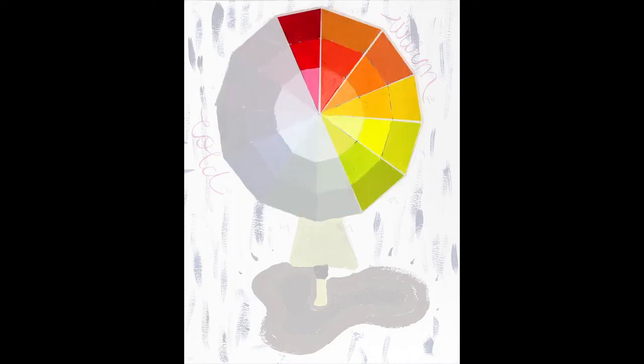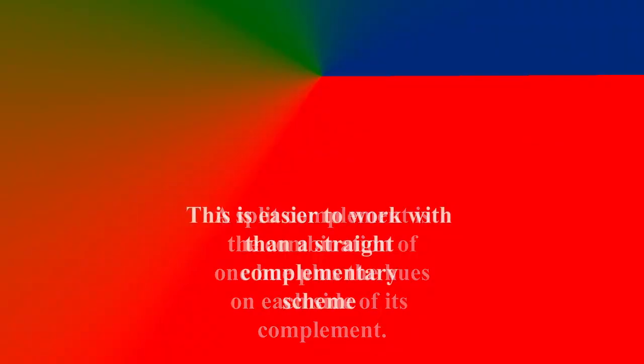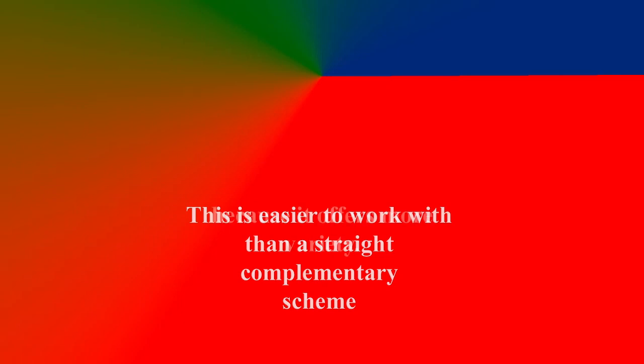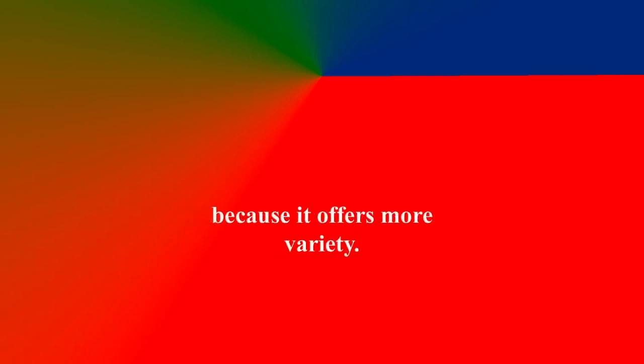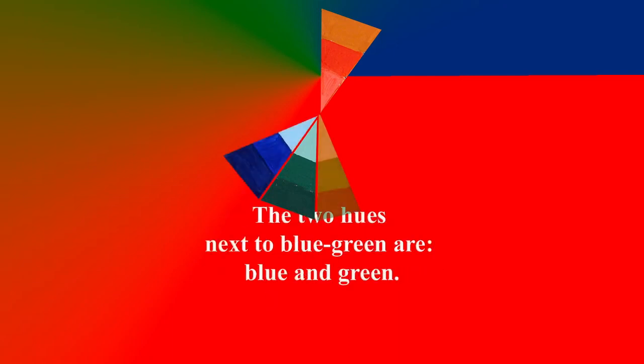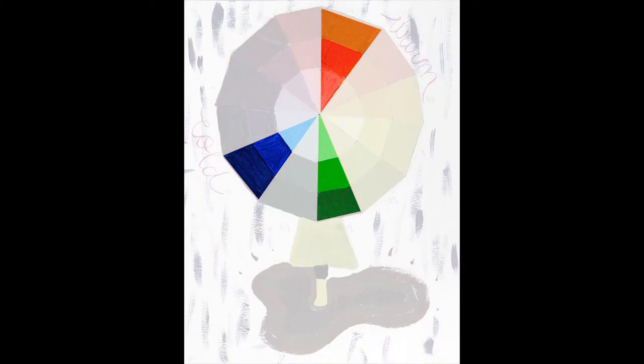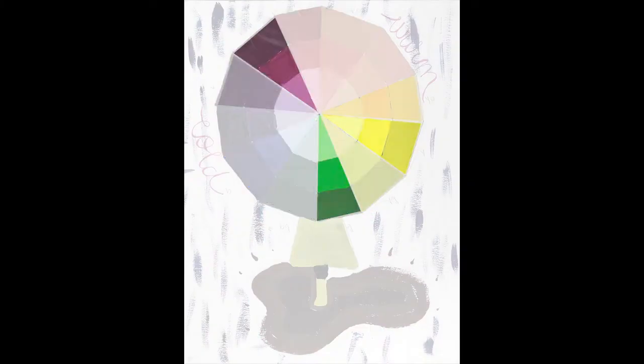A split complement is the combination of one hue plus the hues on each side of this complement. This is easier to work with than a straight complementary color scheme. Start with red-orange and then find its complement, blue-green. We won't use blue-green, but we use the two hues next to it, which are green and blue. These three colors form a split complement. Here are some others.